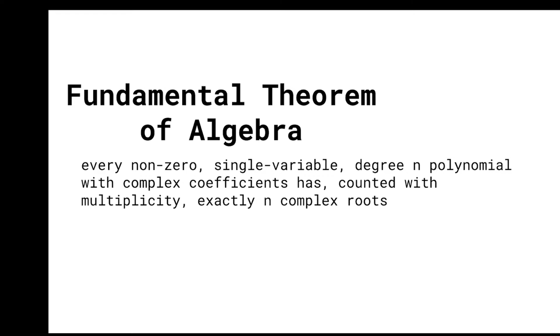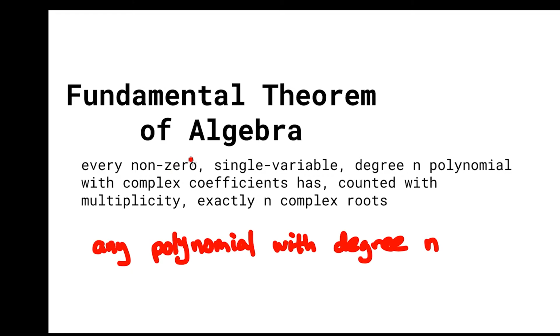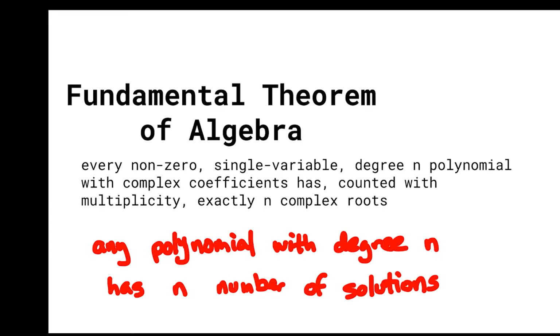I'm going to try to break this down a little bit so it makes sense in normal language. Another way of saying this is any polynomial with degree n has n number of solutions. And if you remember with polynomials, n has to be a positive number, or zero.